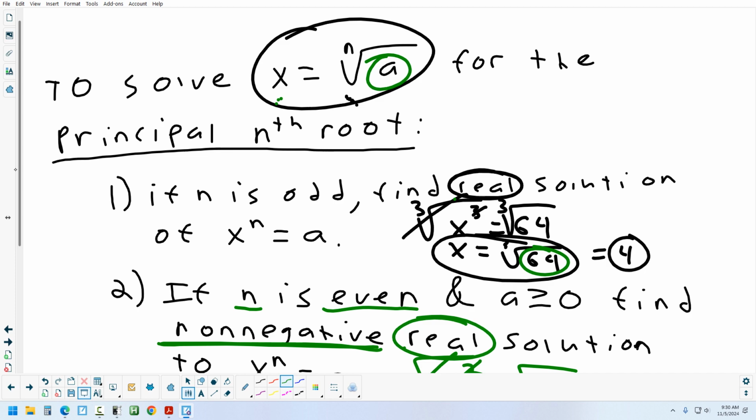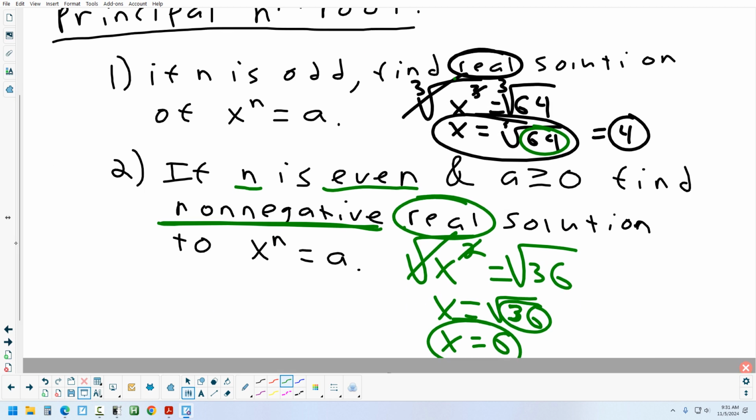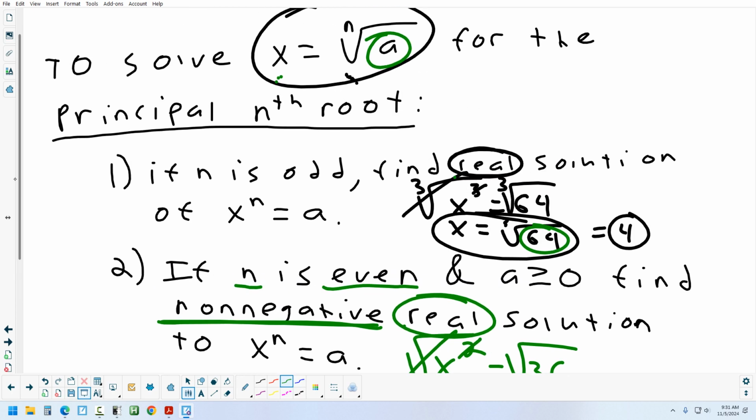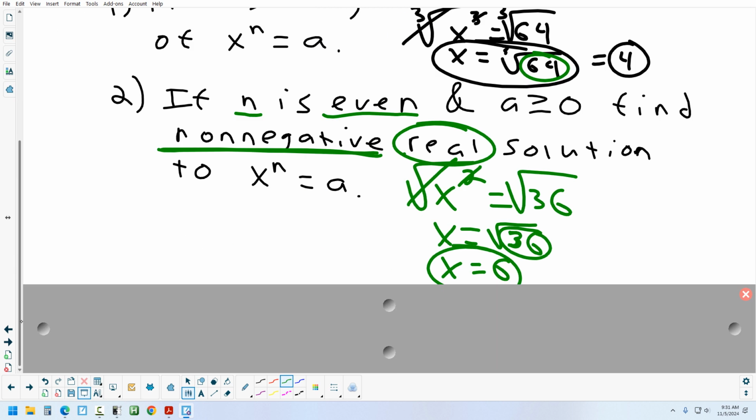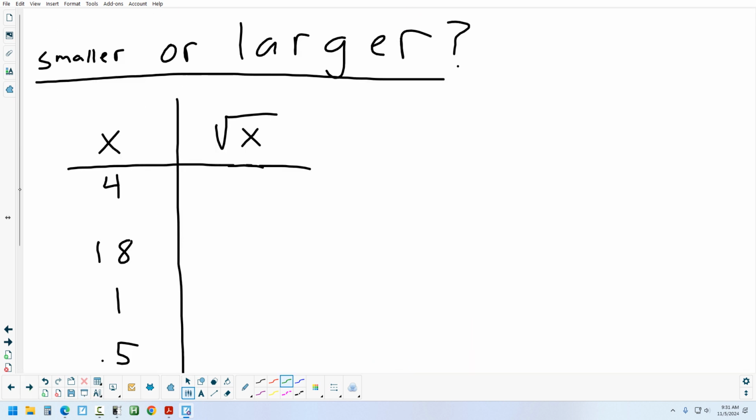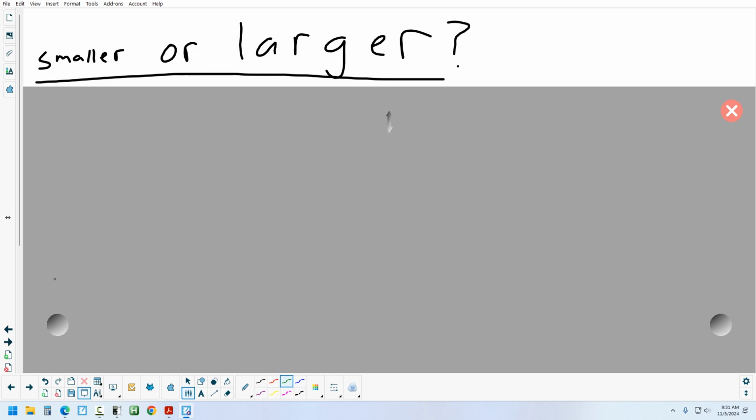Okay. Any questions on that? So a few more restrictions when you're dealing with even roots. And those restrictions help us to avoid imaginary numbers. The radicand has to be 0 or higher. With odd roots, that's not true. Radicand can be anything you want. All right, now let's look at this.